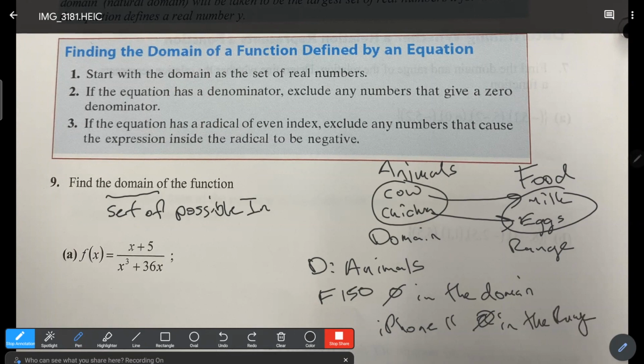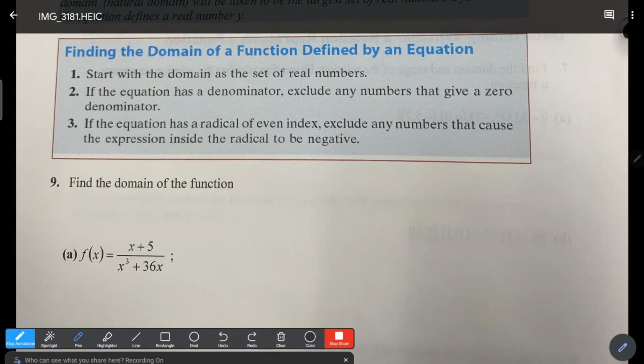All right. So when we're talking about the domain, we're talking about what can go into my function. When we're talking about the range, we're talking about what can come out, a possible output. So let's look at this problem.